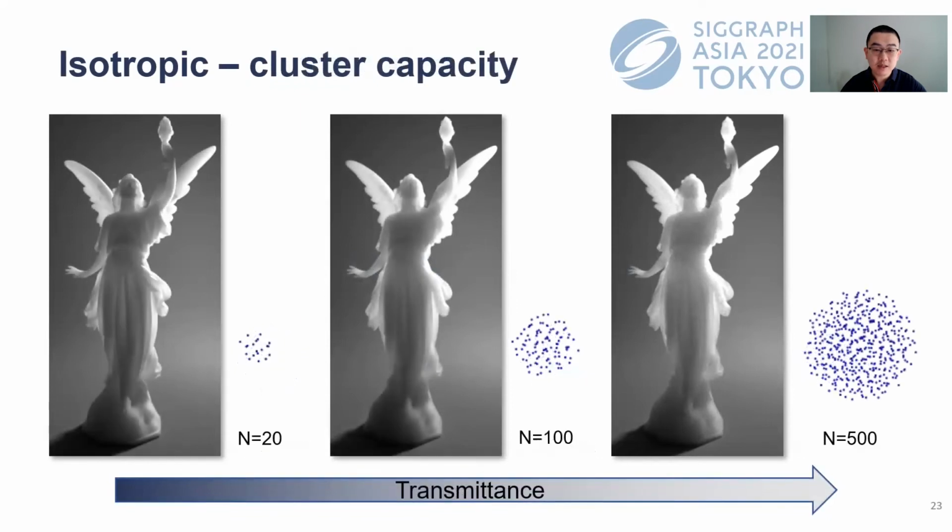For the same medium, where the total number of particles in the medium is kept the same, we increase the number of particles within the cluster, but with fixed particle size. The interference among particles increases the transmittance of this material.